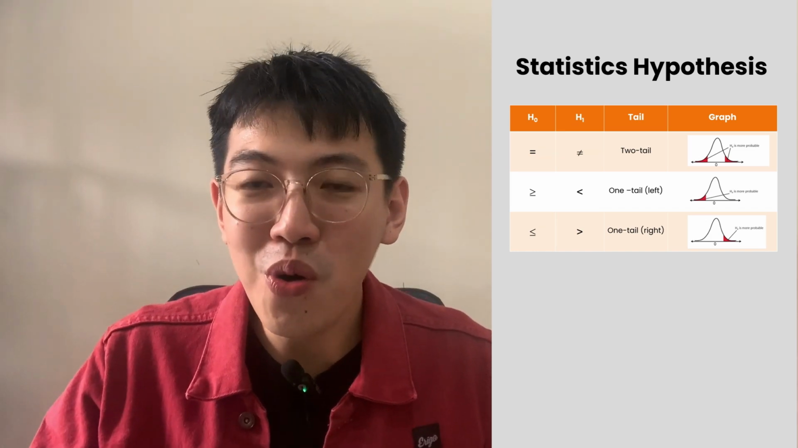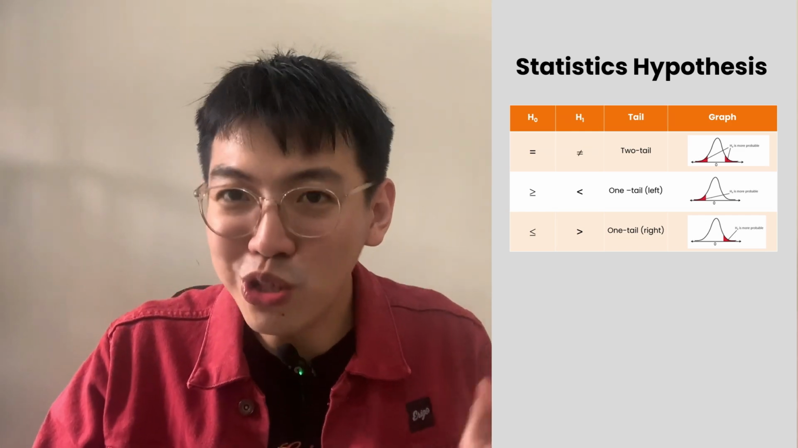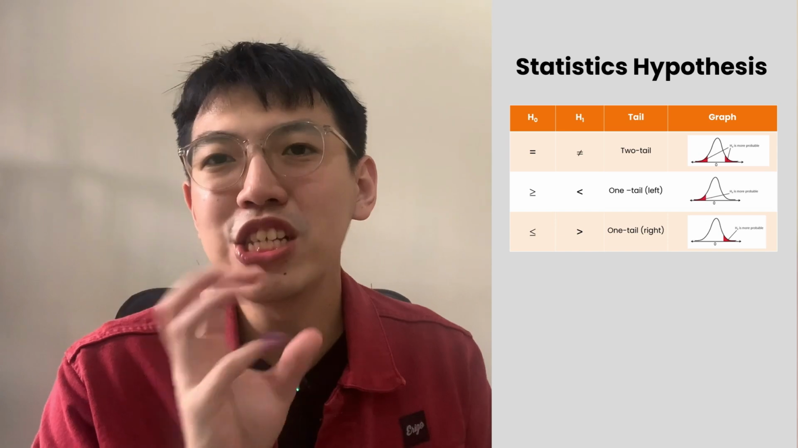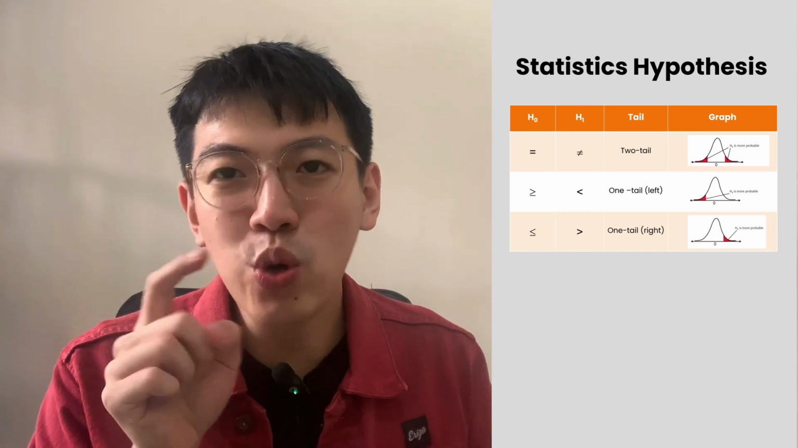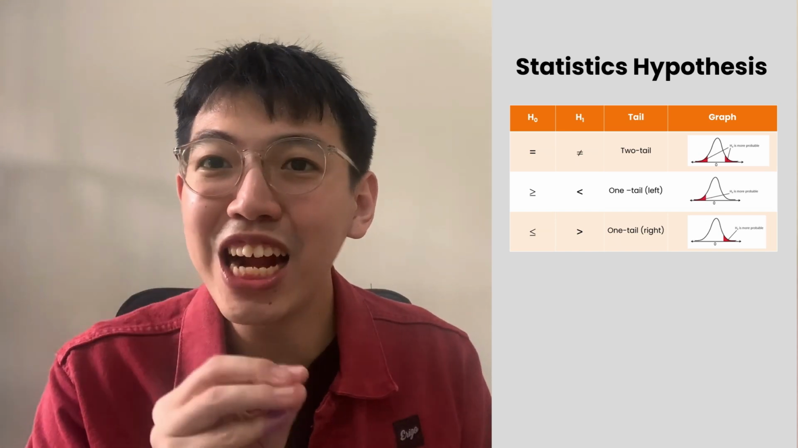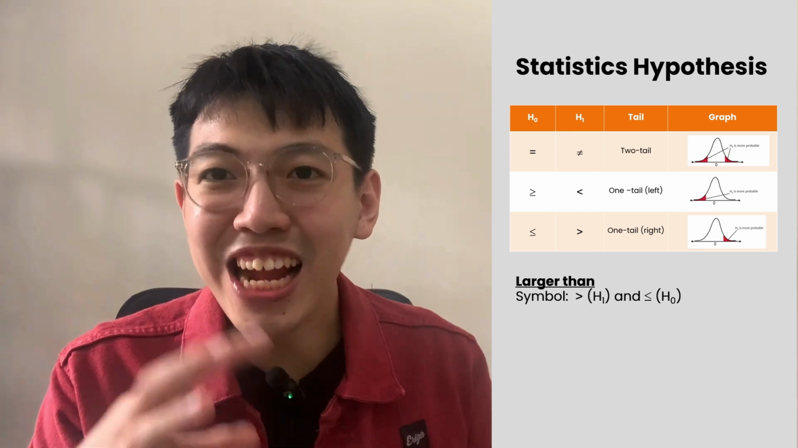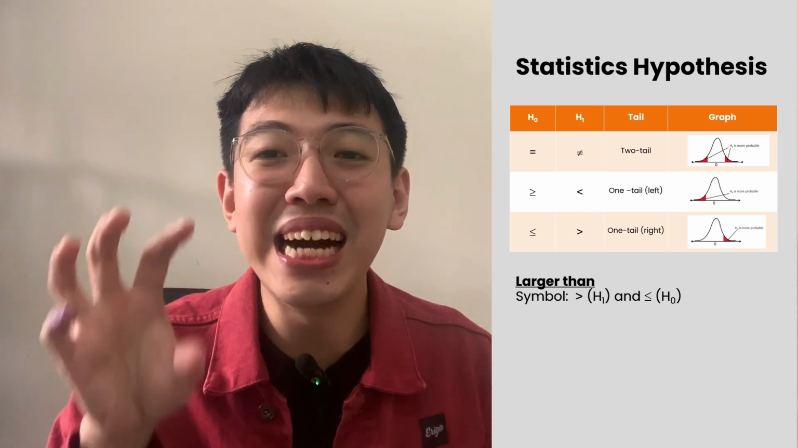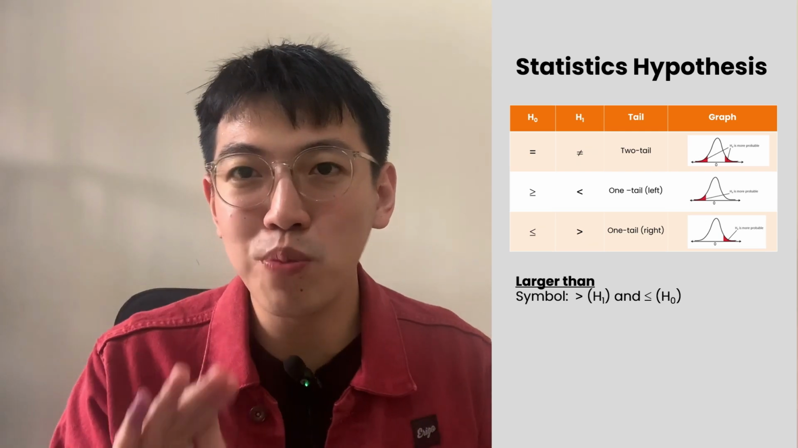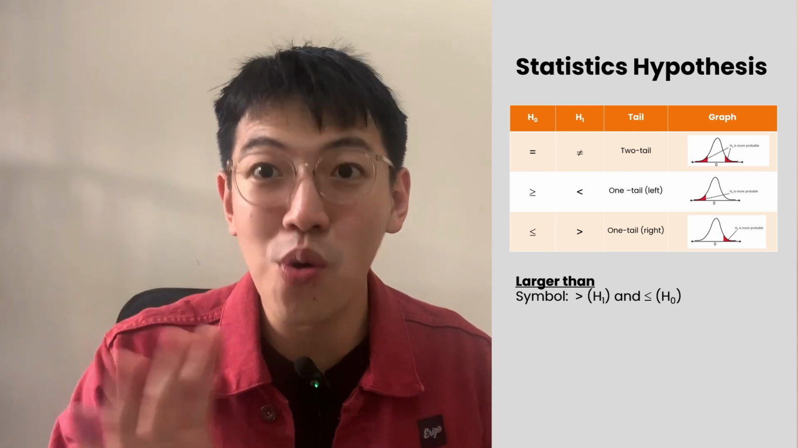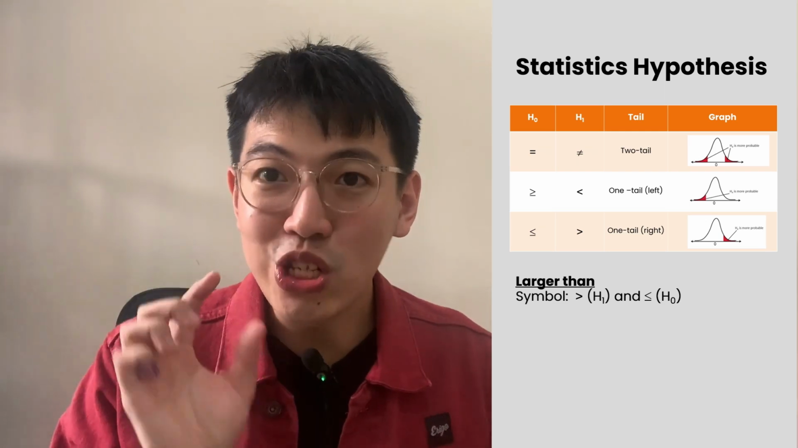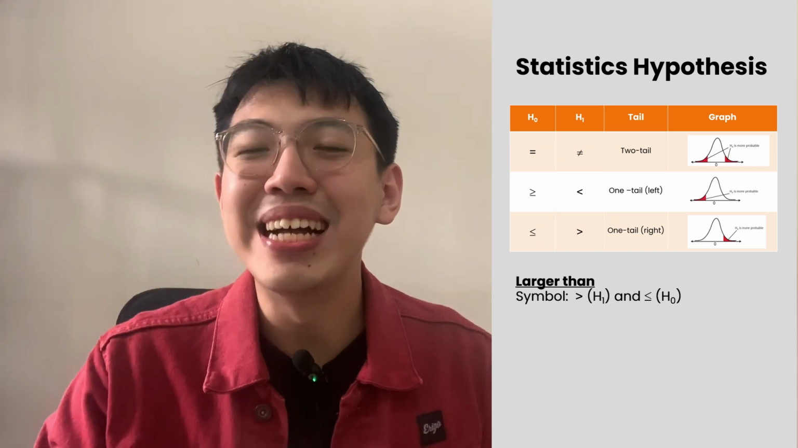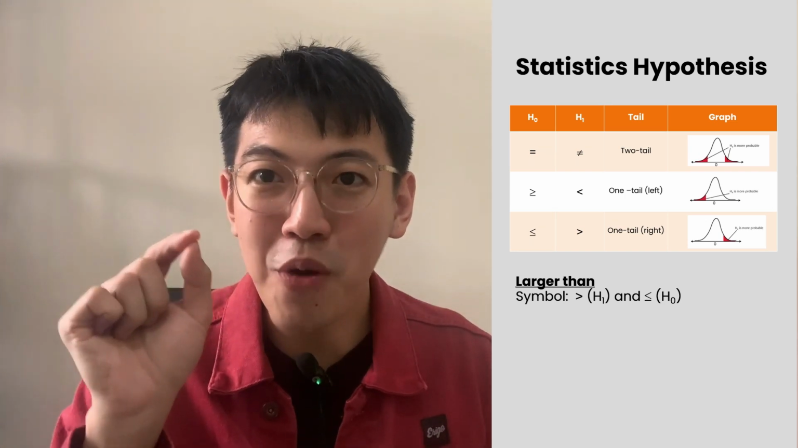How to know which couple we should use? It depends on the question. These are the examples. If the question contains "larger than", larger means more than, right? It is the H1. It is impossible to put more than into H0 because there is no equality. So the H0 will be less than or equal, and the H1 will be more than.